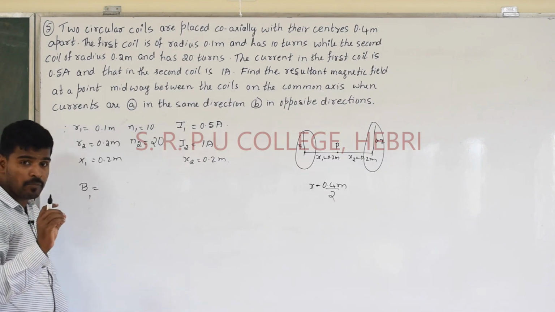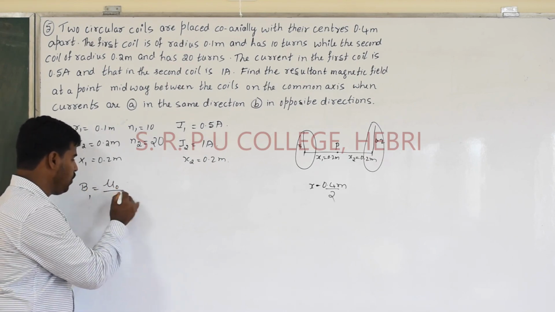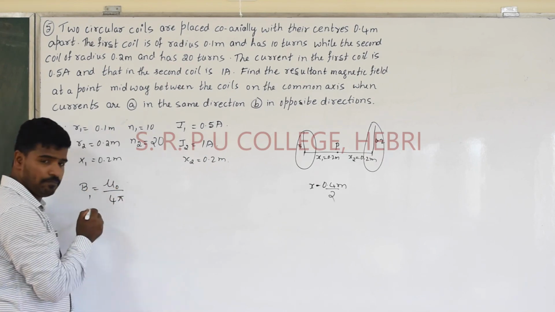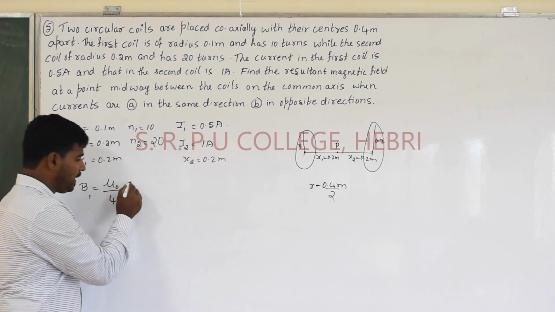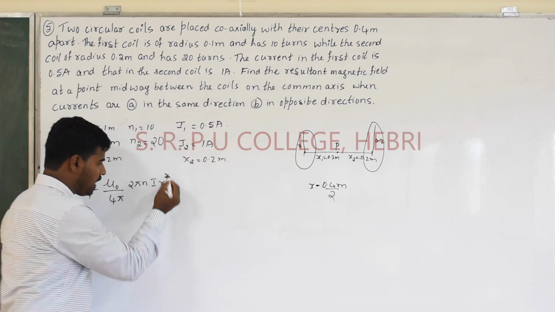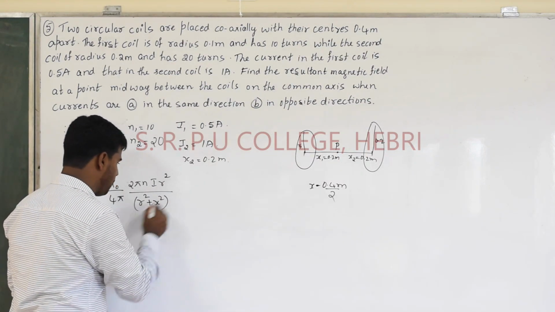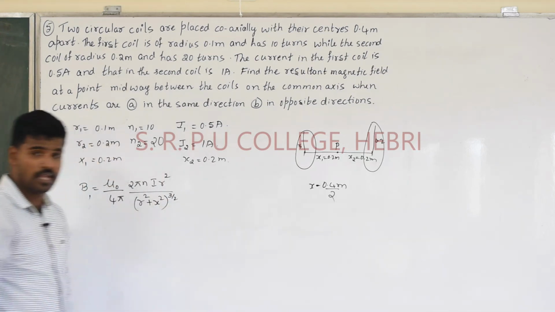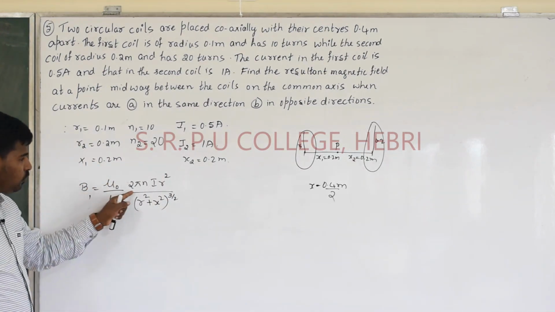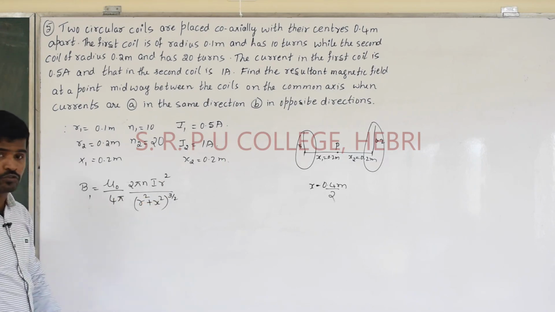Which equation should we apply? The magnetic field at a point on the axis of a circular coil. The expression is B1 equal to mu naught divided by 4 pi, times 2 pi n I r square divided by r square plus x square whole to the power 3 by 2. This is the general expression.